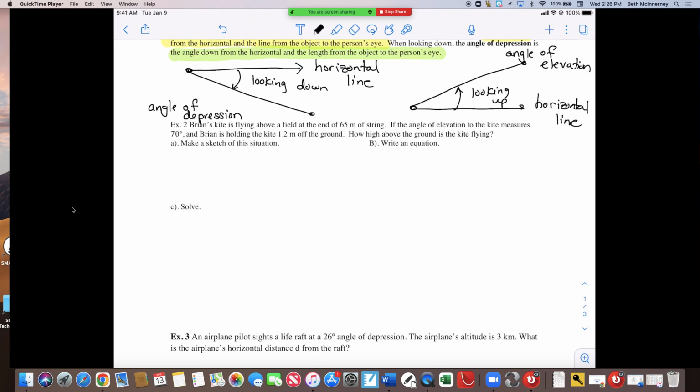So one of the hardest parts about this is getting an accurate picture. So I have an angle of elevation. So what I'm going to start with my sketch is I'm going to draw a horizontal line. An angle of elevation is looking up. So this is Brian. And Brian is holding this 1.2 meters off the ground. Here's the kite.